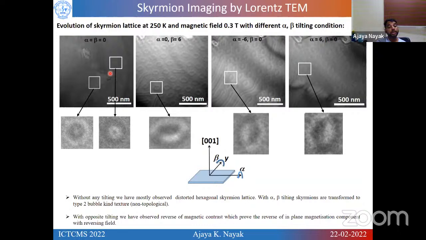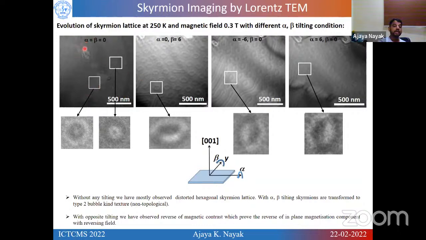When we tilt the sample in some other direction and we have a magnetic field, some in-plane magnetic field comes into the picture. You see here, at low temperature we cannot measure anything at exactly zero tilting. But at a little higher temperature, this measurement is done at 250 Kelvin, we can do some measurement at zero tilting.